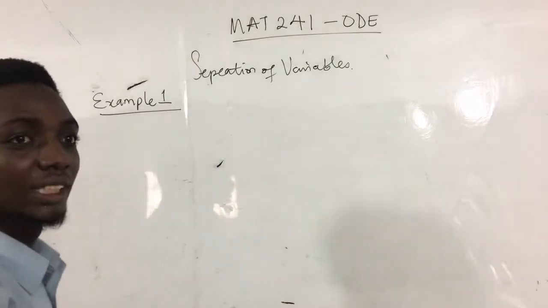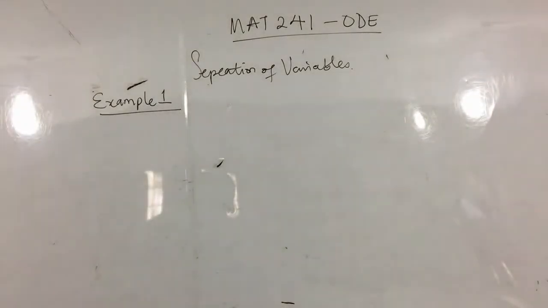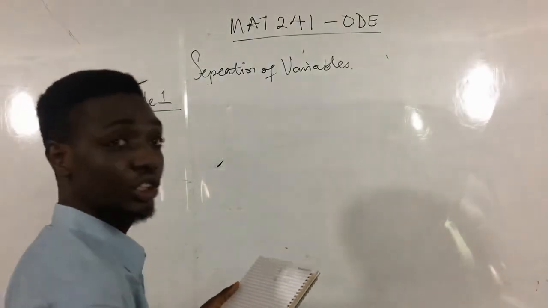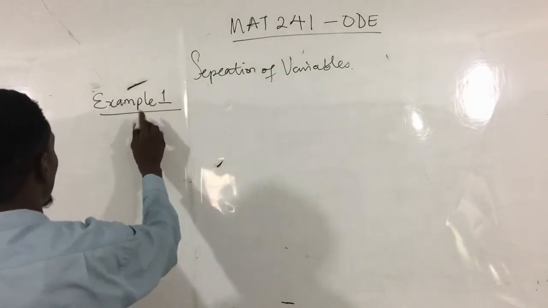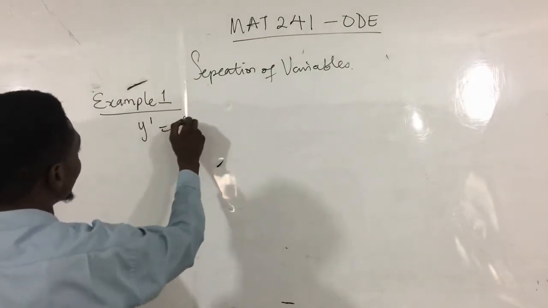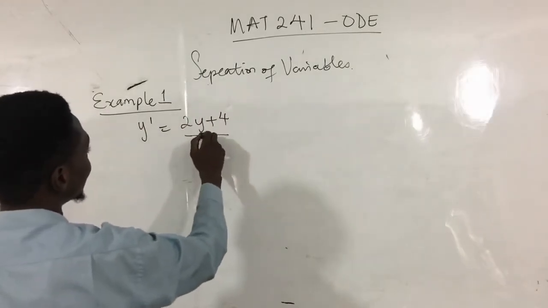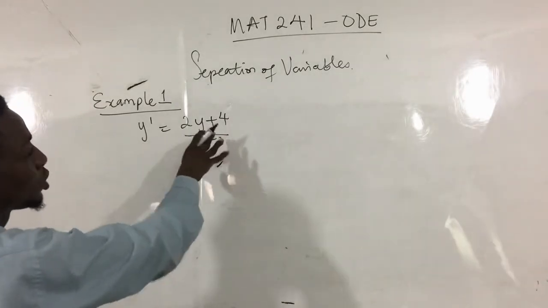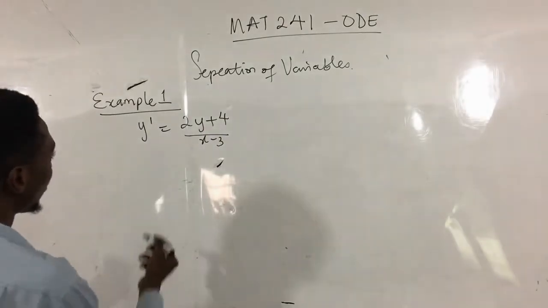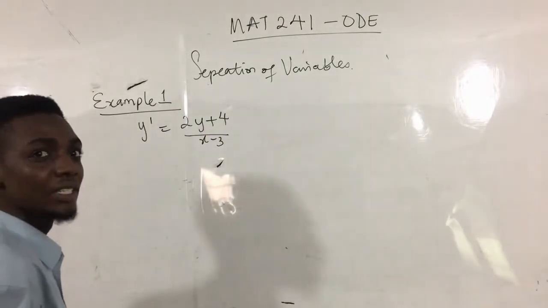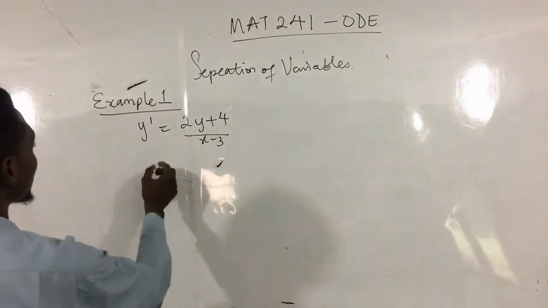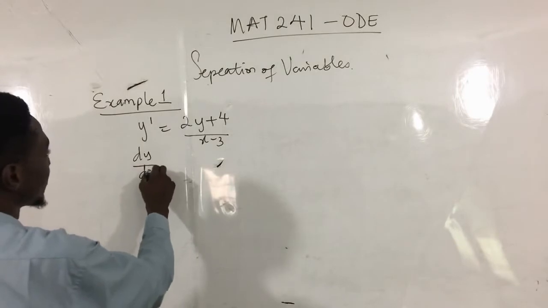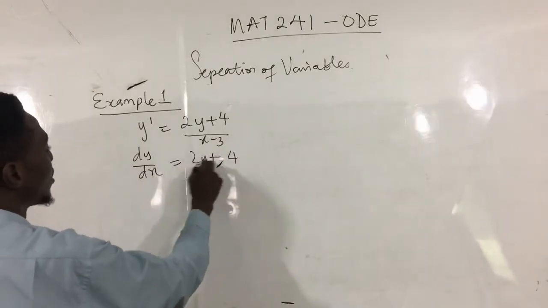Okay, so the first example is this. We are asked to solve the differential equation y prime equals (2y plus 4) over (x minus 3). So first of all, what does y prime mean? Y prime means change in y with change in x, first order, so it's dy over dx equals (2y plus 4) over (x minus 3).